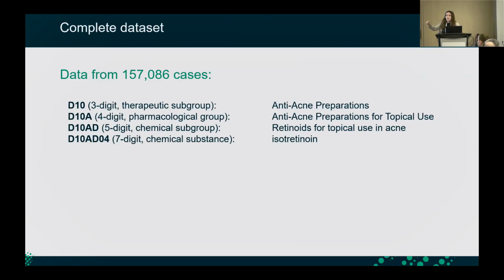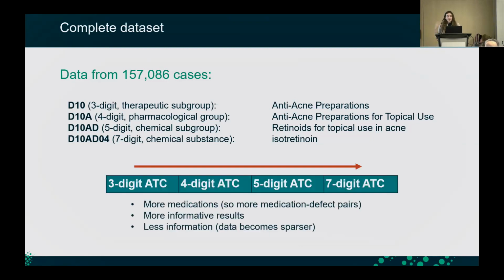So as you go down the groups, you're sort of pulling the groups apart. And what you end up with is more medications, so more medication defect pairs that you're investigating. And the results become more informative because you're looking at specific medications rather than a big group of medications that doesn't really mean much. However, for each pair, you end up with less information. The data becomes sparser, which is obviously a problem.